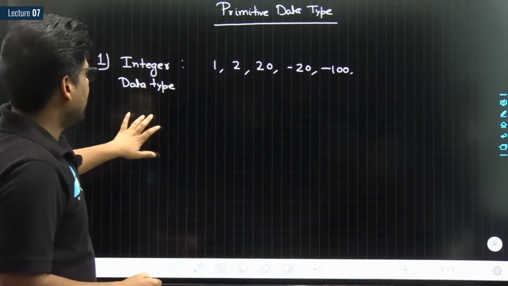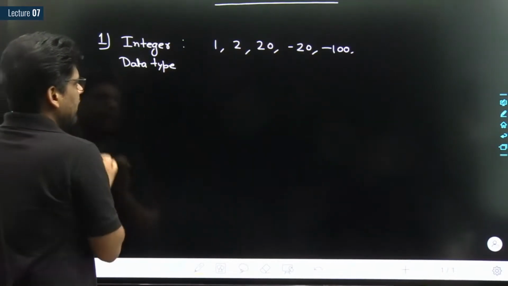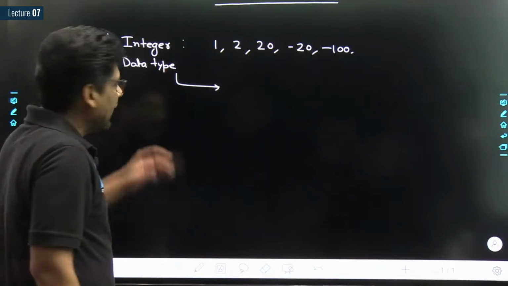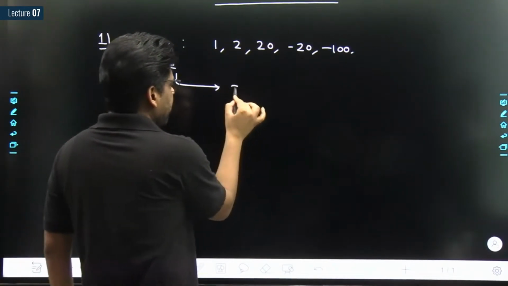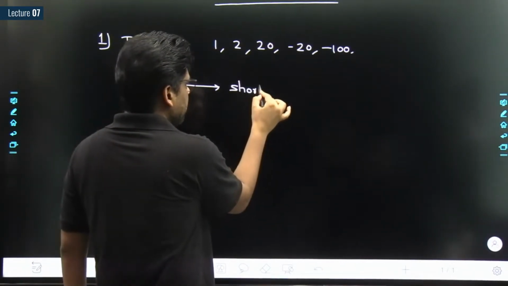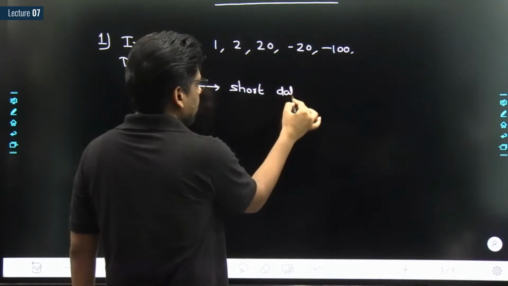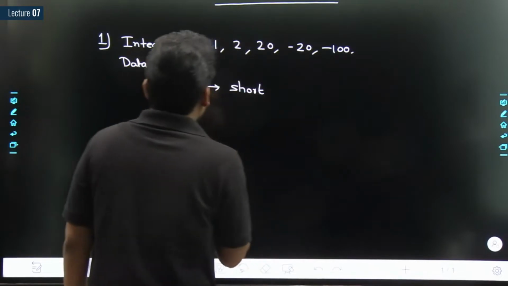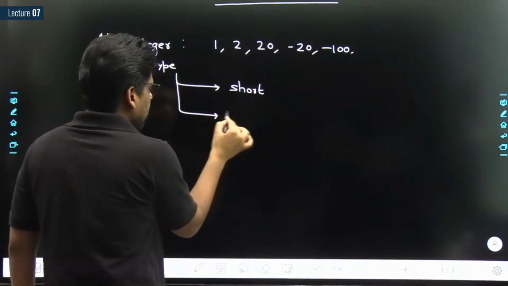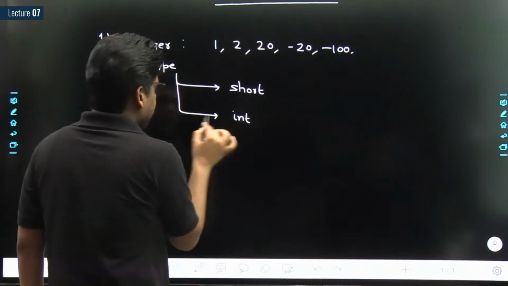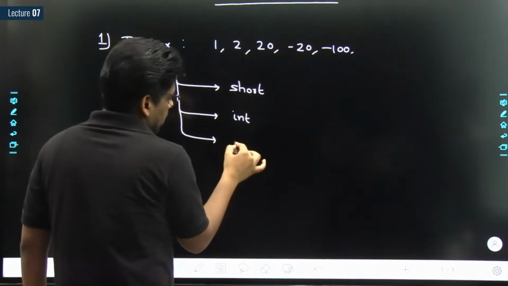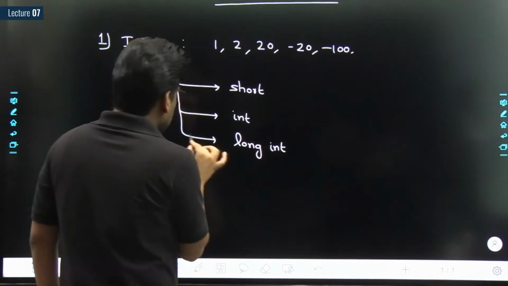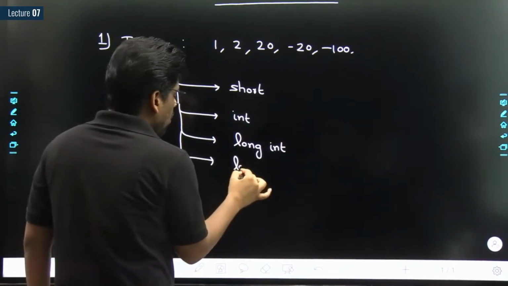Within the integer category, again we have various subclasses. For example, the very first data type is short data type, or you can say short integer. Then we have int, and then we have long int.